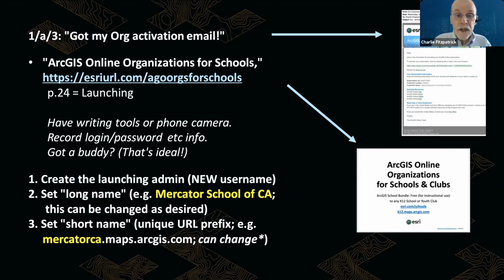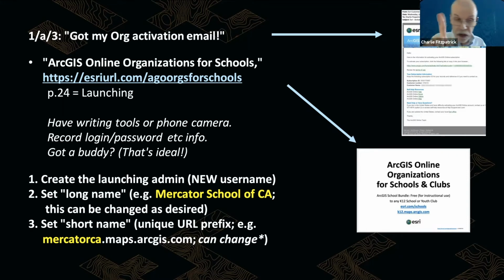Make sure that you have some writing tools or a camera to record the information. And then if you've got a buddy, that's the best way to do this. Go through it with a buddy together. It's a 3-step process to launch. You're going to click on the link and go in and make a new username to create the launching admin. This is like the chicken comes first. You got to make the chicken, and then you can set up the organization.